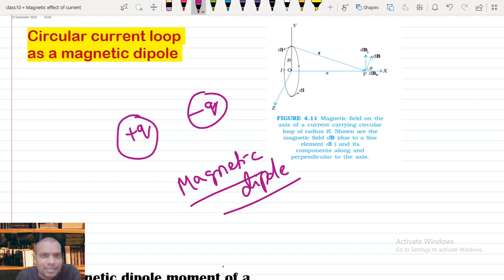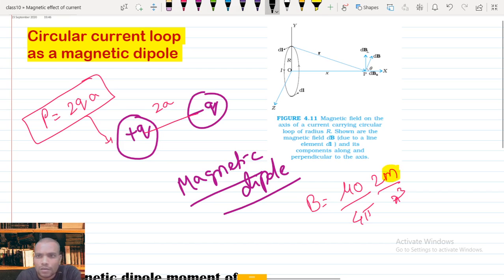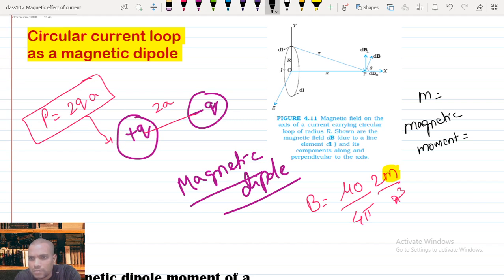But in electricity, we need to construct a dipole, two charges separated by the dipole length. So we got a dipole moment p equal to 2qa in the electric field. But in the magnetic field, the dipole formula you can write as B equal to mu naught upon 4 pi times 2m upon x cube. Here, very interlinked, the little m, this small m is nothing but the magnetic moment. It is nothing but the product of current times area.